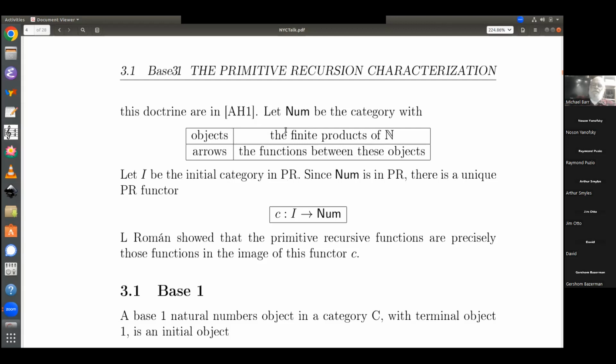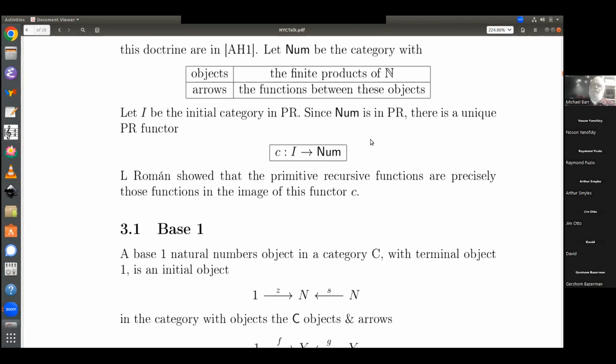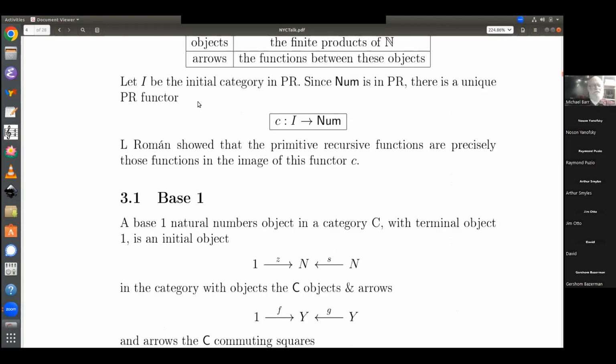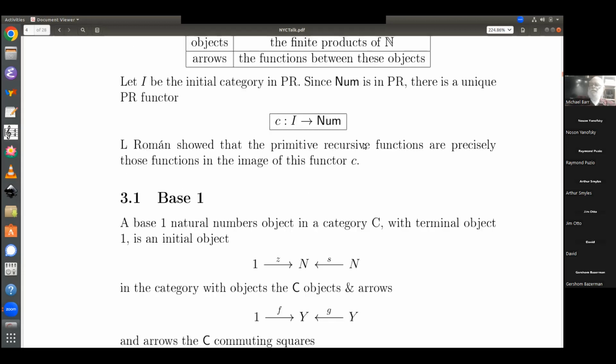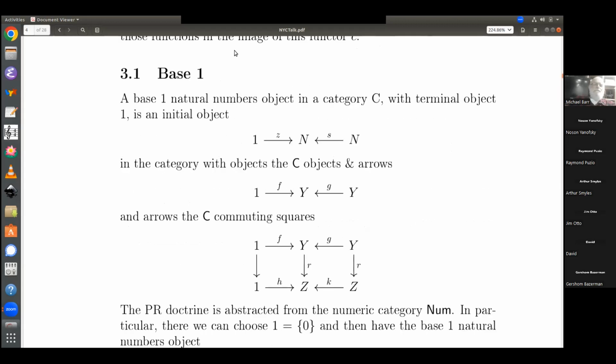Then you have this num category where the objects are finite products of the natural numbers and the arrows are the functions between those objects. Because this is an initial category, there's a unique functor within the doctrine from I to num. My reading of what Leopoldo Román showed is that if you look at the image, the functions that come from here, that are in the image of C, so that an arrow in I represents them, are precisely the primitive recursive functions. There are some technicalities here that I will gloss over unless someone asks me.